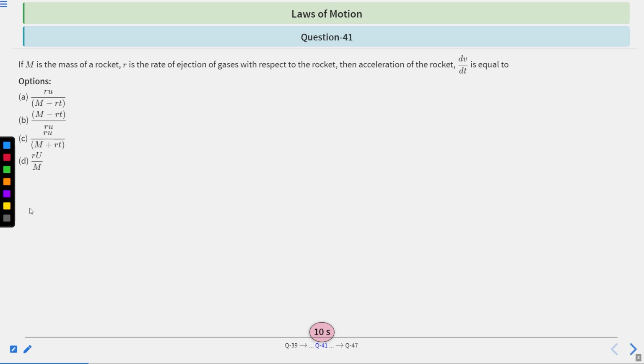If m is the mass of the rocket and r is the rate of ejection of gases with respect to the rocket, then what is the acceleration of the rocket dv upon dt? The given options: A ru upon m minus rt, B m minus rt divided by ru, C ru upon m plus rt, and D ru upon m. Which option is correct? You have 10 seconds to solve this question. After 10 seconds, we will provide the solution.